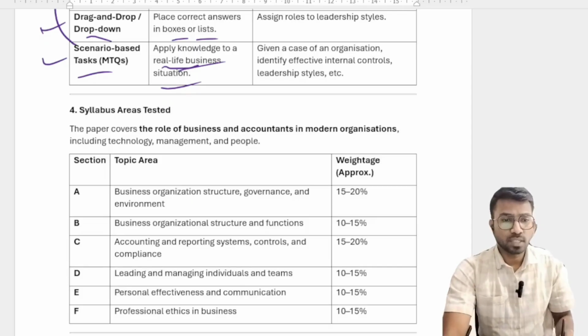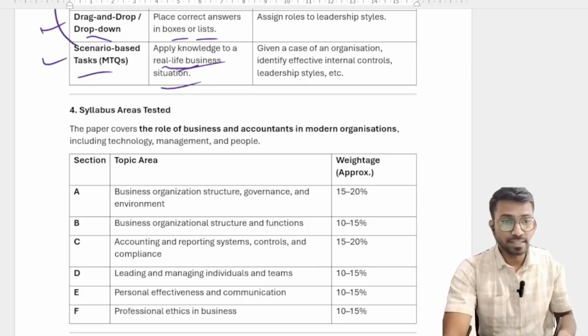Business functions 10 to 15 percent. Accounting systems and control around 15 to 20%. Leadership and team management 10 to 15. Communication and personal effectiveness 10 to 15, and professional ethics is also covered 10 to 15 percent. This clearly tells us control, ethics, and business environment are high scoring areas.